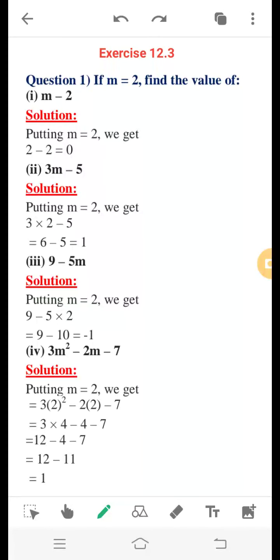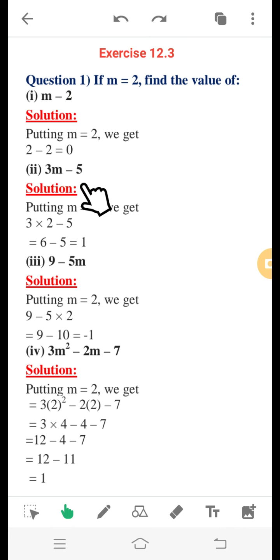Standard 7th, Chapter 12, Algebraic Expressions, Exercise 12.3. Question 1. If m is equal to 2, find the value of first, m minus 2. Here, we have to put the value of m is equal to 2 in this expression. So, putting m is equal to 2, we get 2 minus 2 is equal to 0.